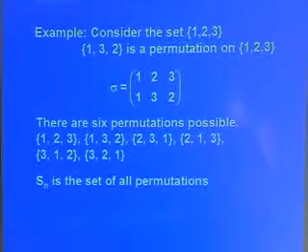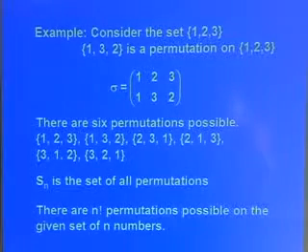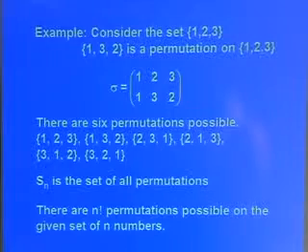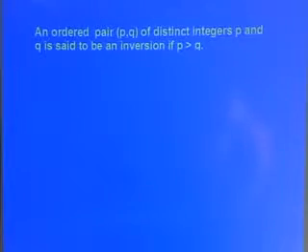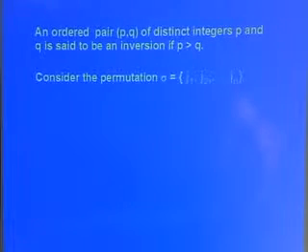So in all there are 6 permutations possible. If Sn is the set of all permutations, then we say that there are n factorial permutations possible on the given set of n numbers. We further define an ordered pair P, Q of distinct integers P and Q. Then it is said to be an inversion if P is greater than Q.